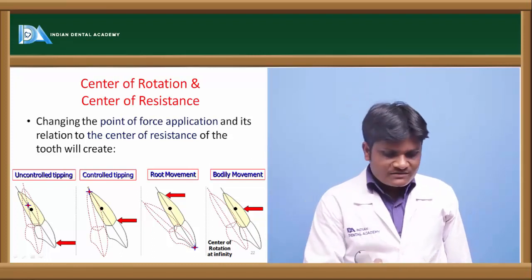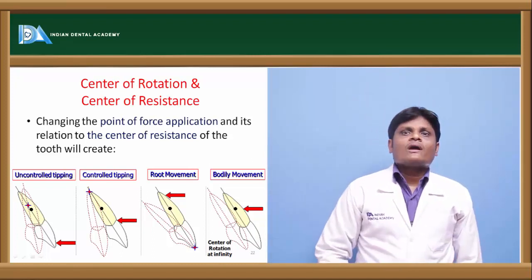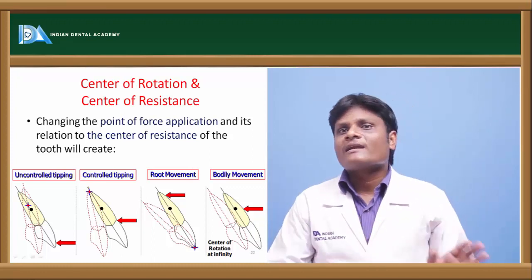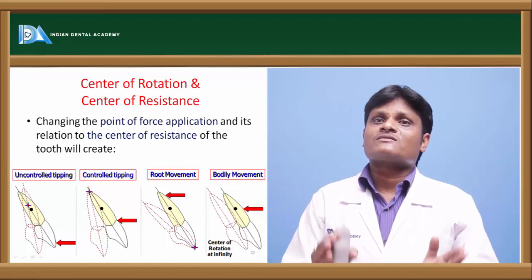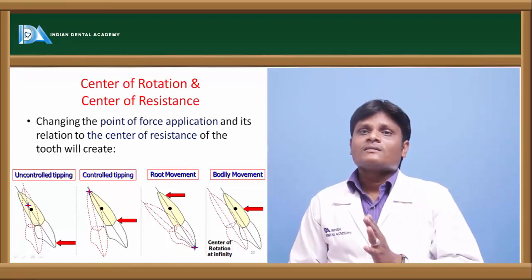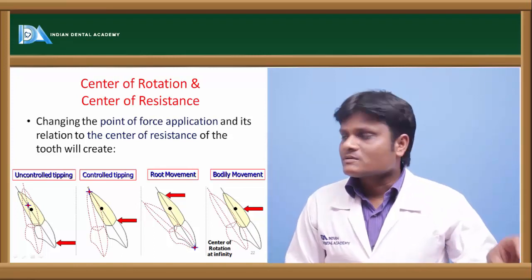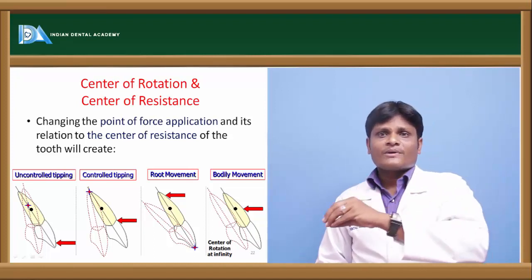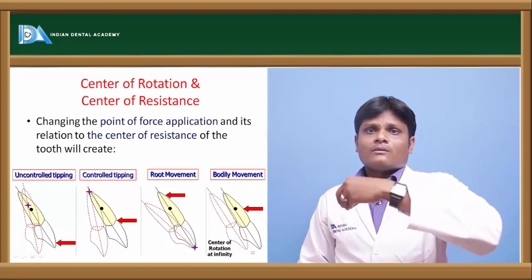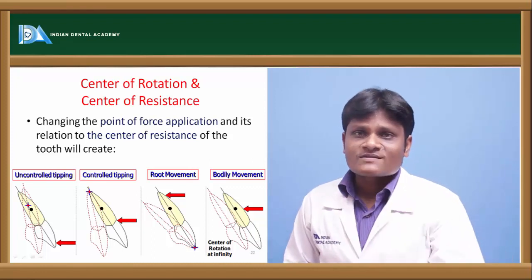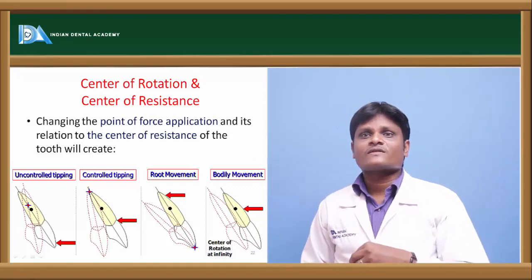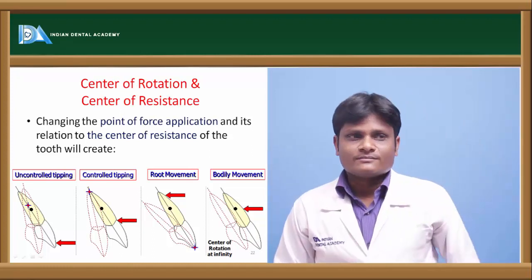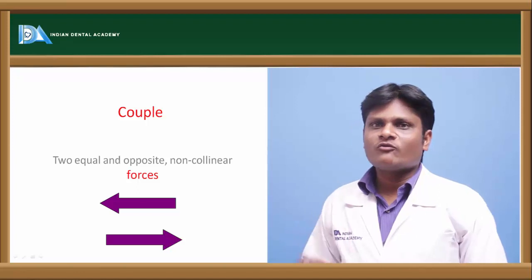Now once a tooth is translated, when we draw a long axis of the tooth before the movement and after the movement, they both will never intersect, and the center of rotation is said to be present at infinity. So these are the different types of tooth movement in relation to the point of force application, which will be either closer to the center of resistance, away from the center of resistance coronally, or away from the center of resistance apically. That was about moment of force.